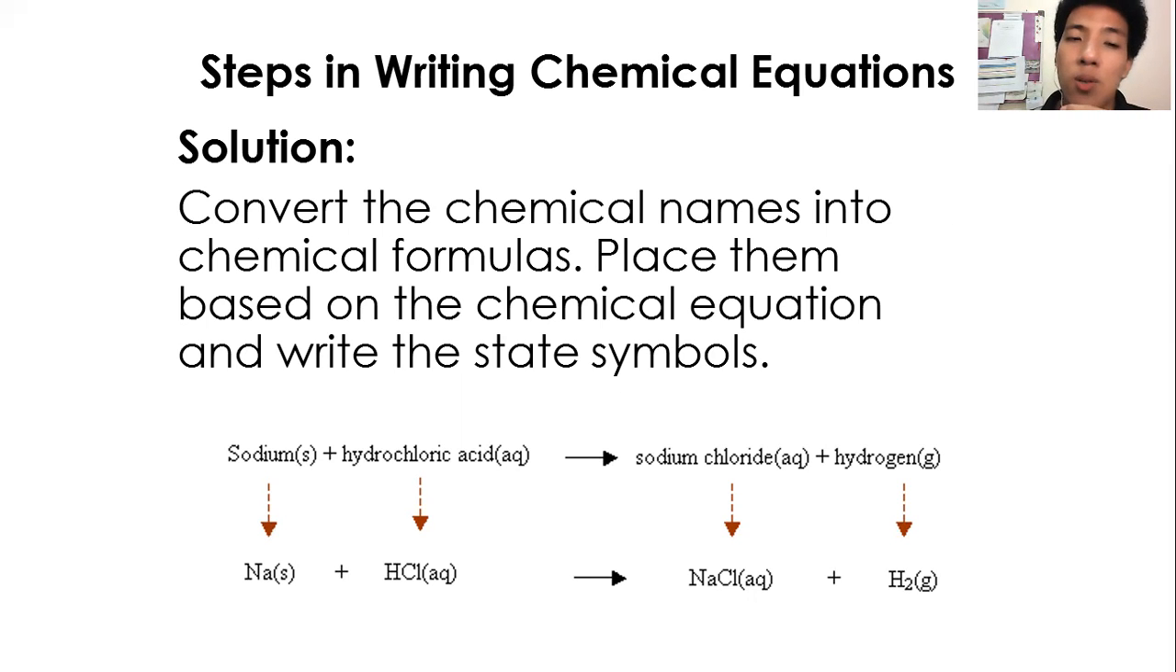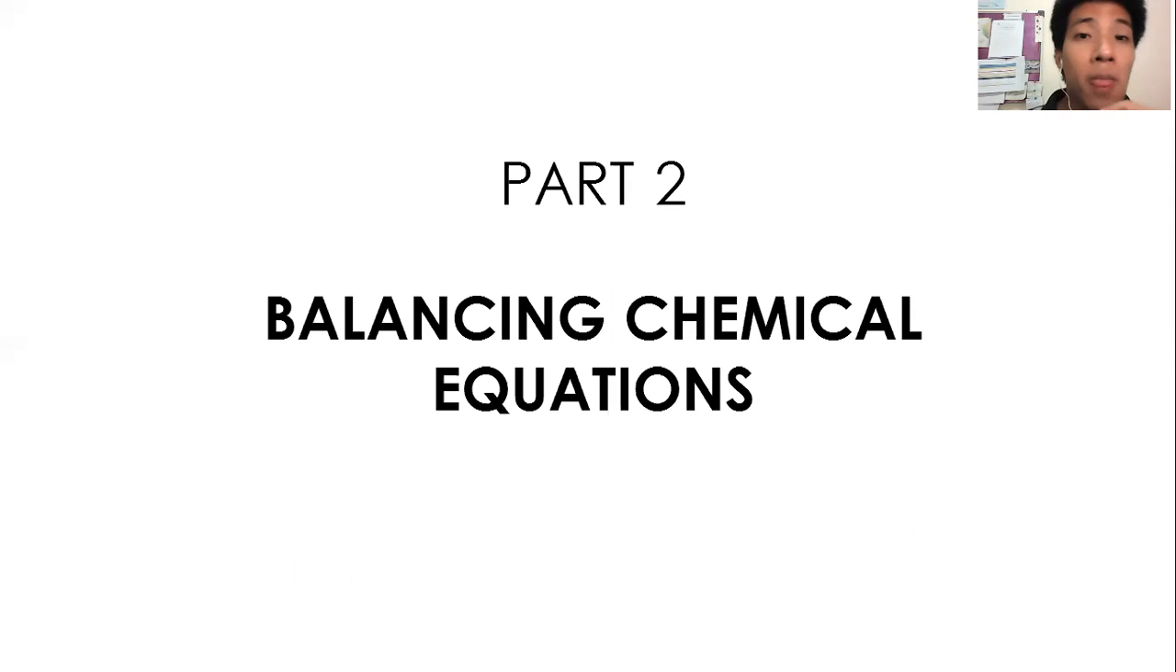So again, sodium is solid, so Na is (s). What makes it solid? Because it is a metal. And hydrochloric acid is a solution, so it's (aq). Its chemical formula is HCl. We have to indicate the plus sign. So Na plus HCl yields NaCl, that's the sodium chloride, plus hydrogen, that is H2, because hydrogen is a diatomic molecule.